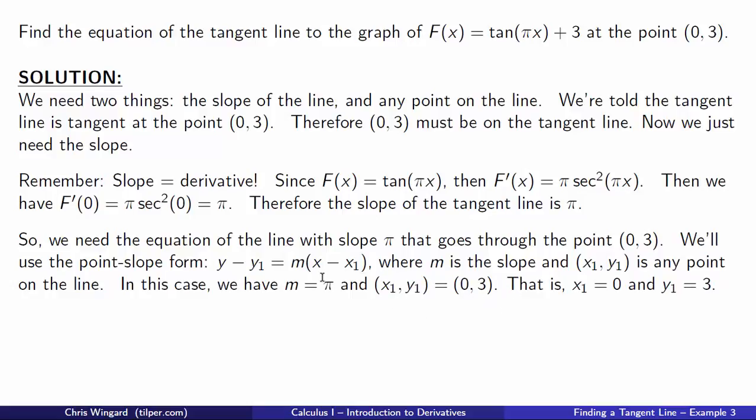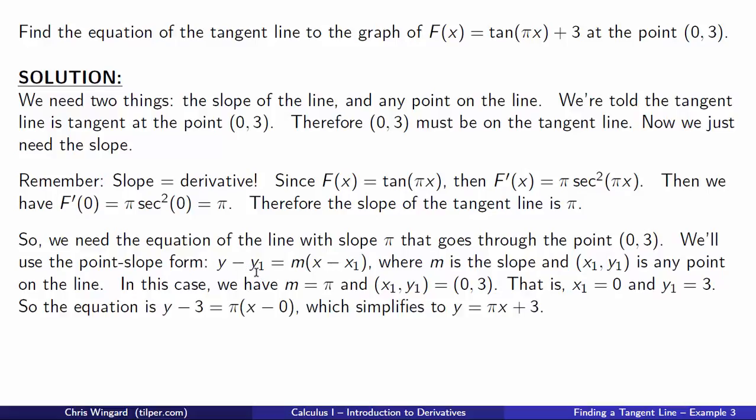So we just take these three numbers, m, x1, and y1, which are pi, 0, and 3, and plug them into our point-slope form equation of the line. And we get y minus 3 equals pi times the quantity x minus 0. We simplify that to just x, so that's y minus 3 equals pi x. Add 3 to both sides, and we get y equals pi x plus 3. And that's our final answer. I do encourage you to graph this line and to graph this function and verify that the line really is tangent to the graph of this function at the point (0, 3).